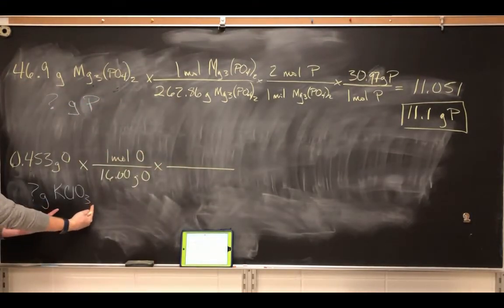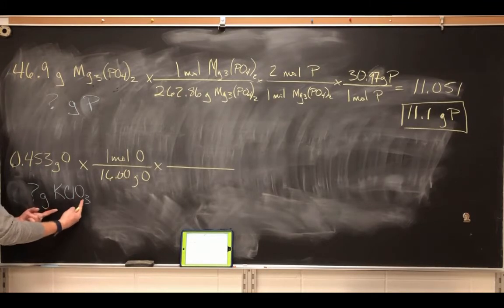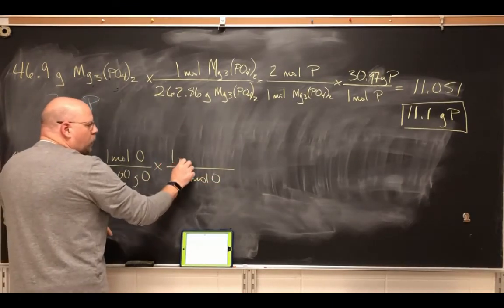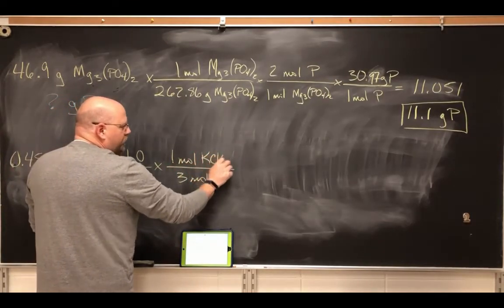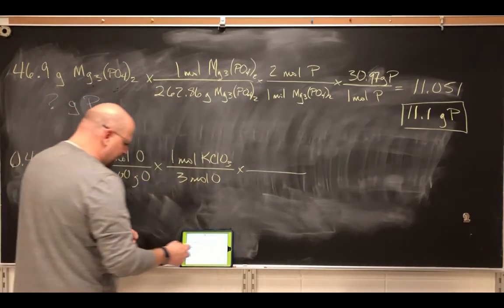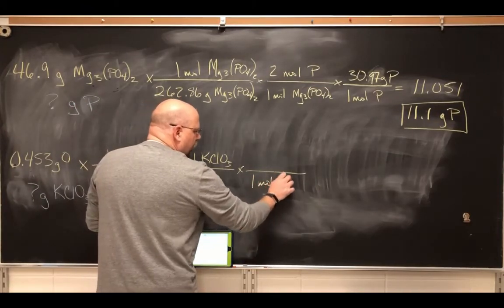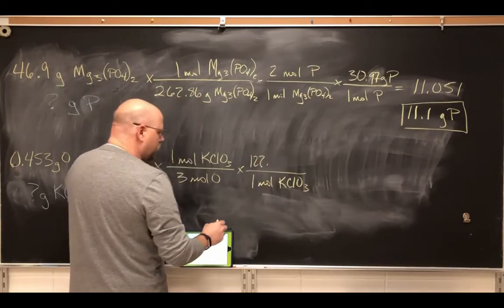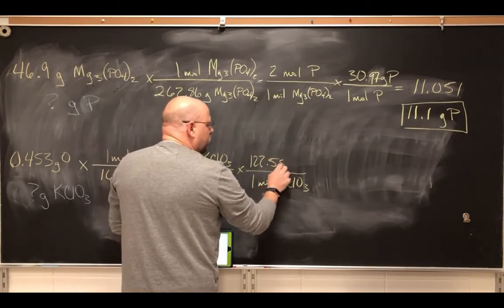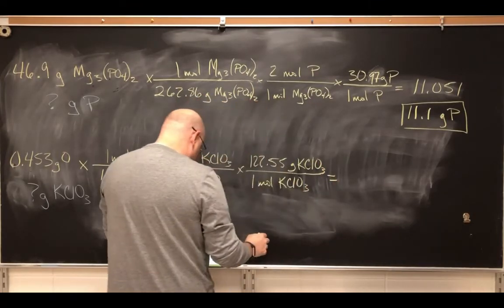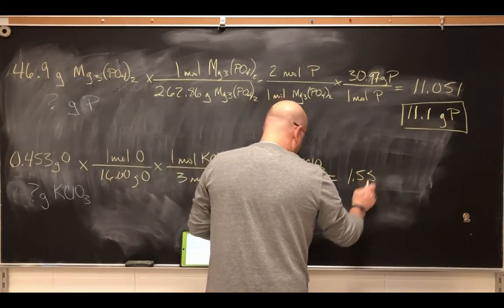From our compound formula, we can see that there are 3 moles of oxygen for every 1 mole of this compound. So we would put 3 moles of oxygen on the bottom to get our units to cancel out, and 1 mole of potassium chlorate on top. And our last step would be to convert from moles of potassium chlorate to grams of potassium chlorate. 1 mole of potassium chlorate is going to have a mass of 122.55 grams. That's going to give us 1.5656.